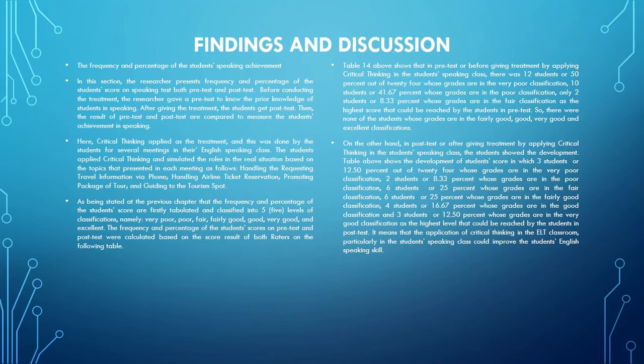4 students or 16.67% whose grades are in a good classification, and 3 students or 12.50% whose grades are in a very good classification, as the highest level that could be reached by the students in the post-test. It means that the application of critical thinking in the ELT classroom, particularly in the student speaking class, could improve the student speaking skill.